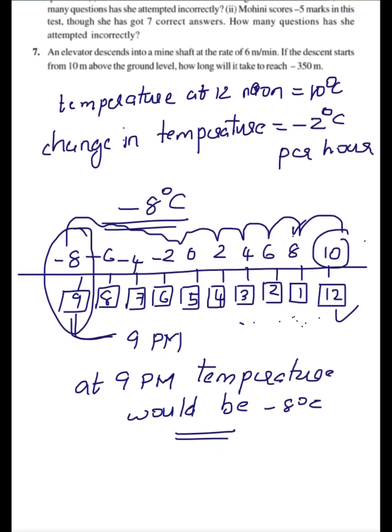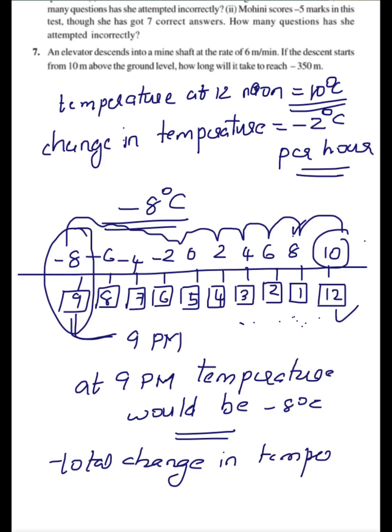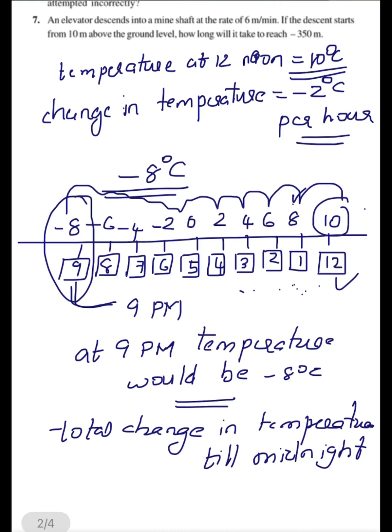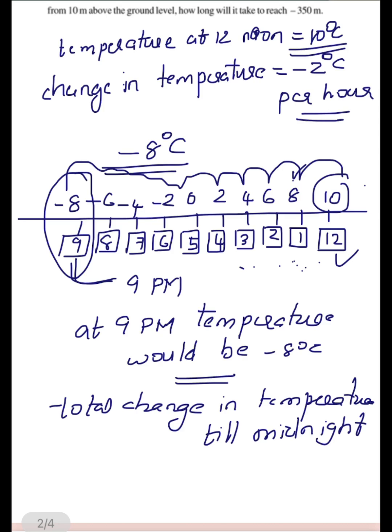At 12 noon, the temperature is 10 degrees Celsius, which is already given in the question. And you know that there is minus 2 degrees Celsius change in temperature per hour. That means you can tell the total change in temperature till midnight. How will you calculate this total change in temperature till midnight? Till midnight means how many hours are there?